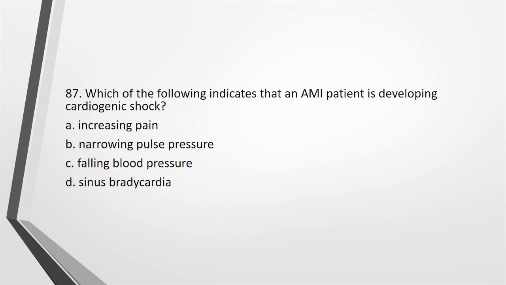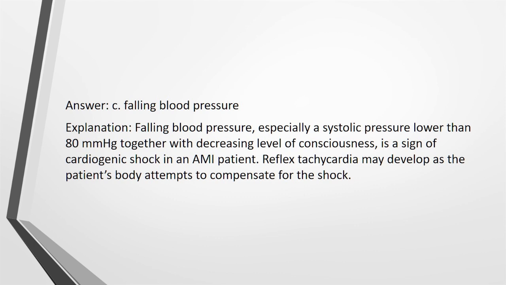87. Which of the following indicates that an AMI patient is developing cardiogenic shock? A. Increasing pain. B. Narrowing pulse pressure. C. Falling blood pressure. D. Sinus bradycardia. Answer: C. Falling blood pressure. Explanation: falling blood pressure, especially a systolic pressure lower than 80 millimeters of mercury together with decreasing level of consciousness, is a sign of cardiogenic shock in an AMI patient. Reflex tachycardia may develop as the patient's body attempts to compensate for the shock.